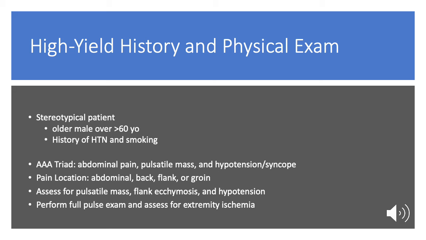On physical exam, assessing for pulsatile mass, flank ecchymoses, and hypotension is really important because these can be signs for both AAA and ruptured AAA, indicating hemorrhage into the abdomen. A full pulse exam, including femoral pulses, has pretty low sensitivity, but performing this and an extremity exam for ischemia can often be important.